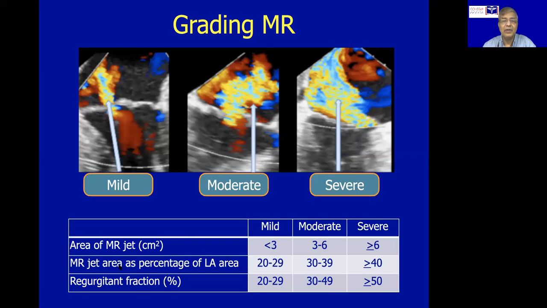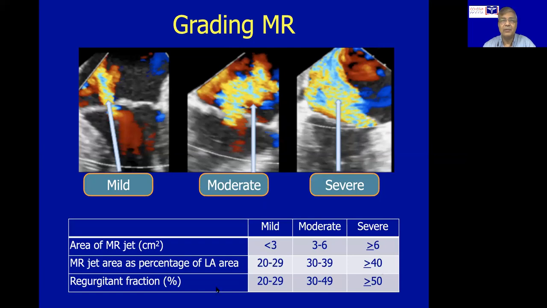If you look at the MR jet as a percentage of the LA, if the MR jet is occupying 10 to 29% of the LA volume, it signifies mild disease. 30 to 39% of the volume of the LA, it signifies moderate disease. And if it occupies more than 40% of the LA volume, it signifies severe disease.